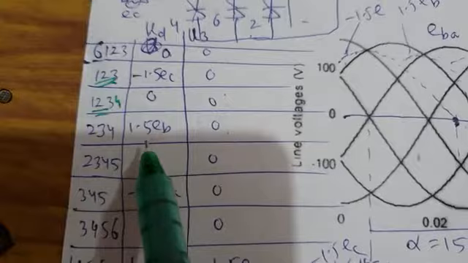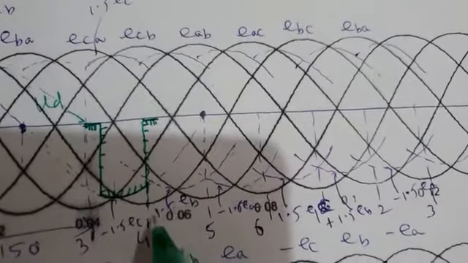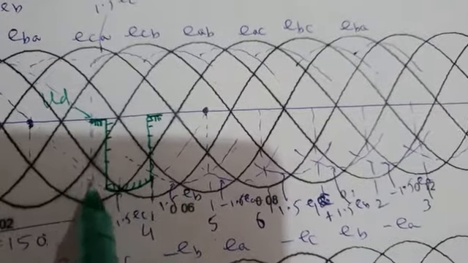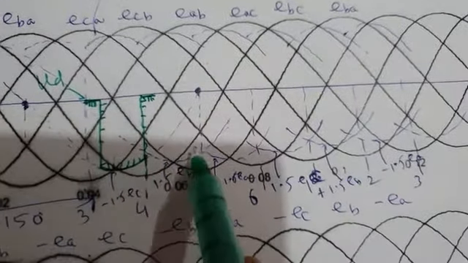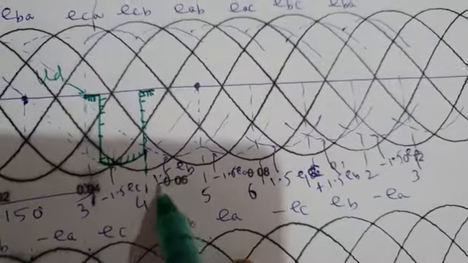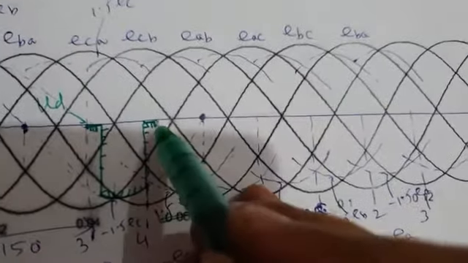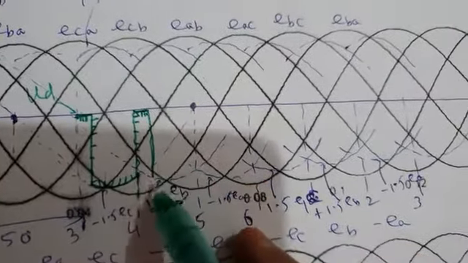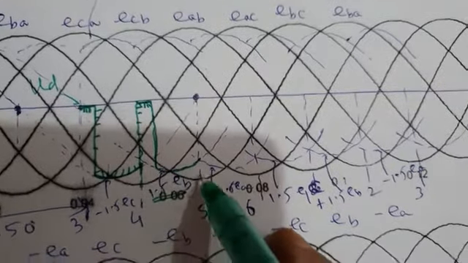Then what is load voltage? Load voltage is plus 1.5 EB. You can see it is plus 1.5 EB. Why is it plus 1.5 EB? This was minus 1.5 EC. Next is plus 1.5 EB, I have already labeled it. So it will go down and it will follow this plus 1.5 EB till the next instant of firing, when 5 is fired.